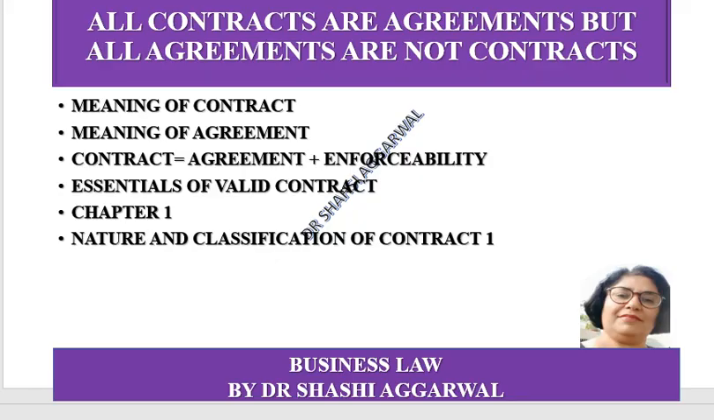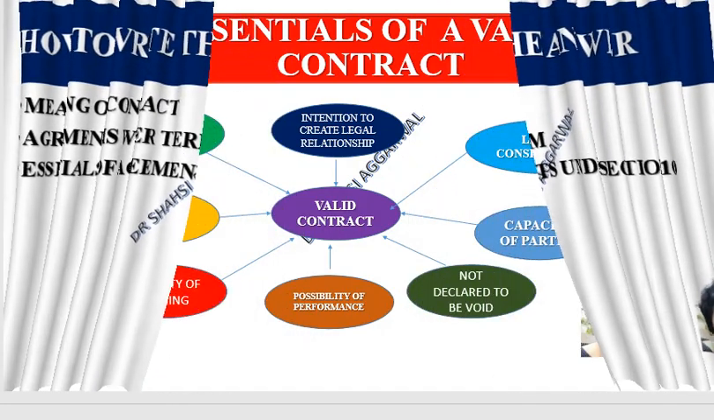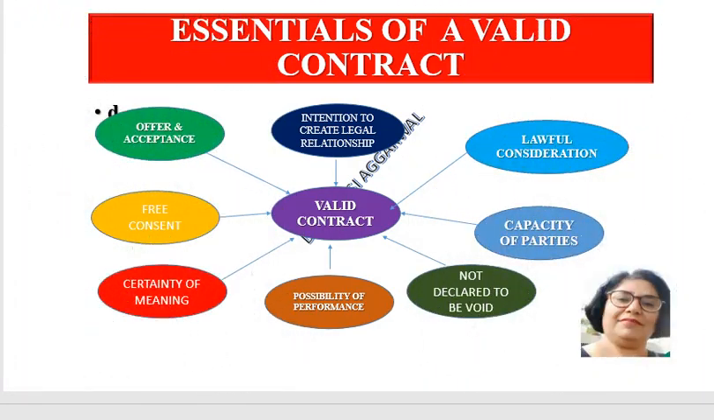If the question is asked in the examination, all contracts are agreements, but all agreements are not contracts, how are we going to write it in the examination? First of all, we are going to write the meaning of the contract and the elements of the contract, and then we are going to explain that agreement is a wider term which covers the social agreement, domestic agreement, and legally binding agreements. So the agreement which has the essentials present under Section 10 is going to be a contract, otherwise it is not a contract. These are the essentials of the valid contract which we are going to discuss.